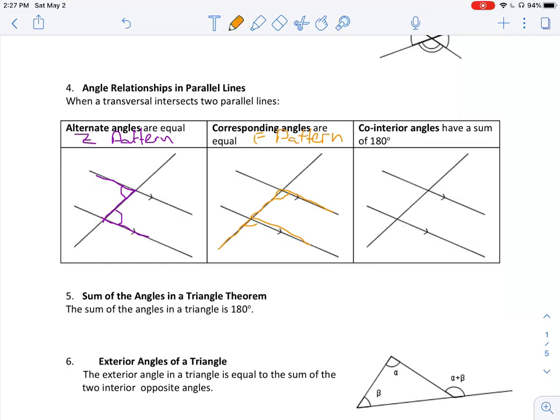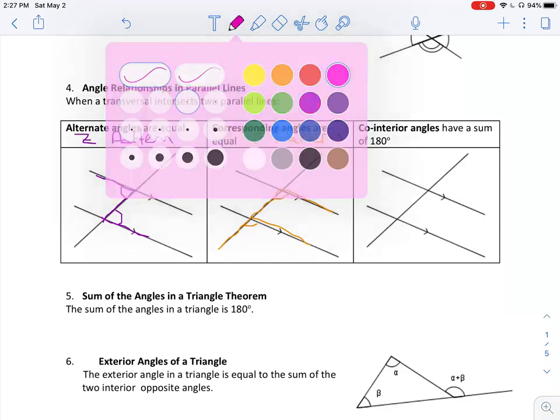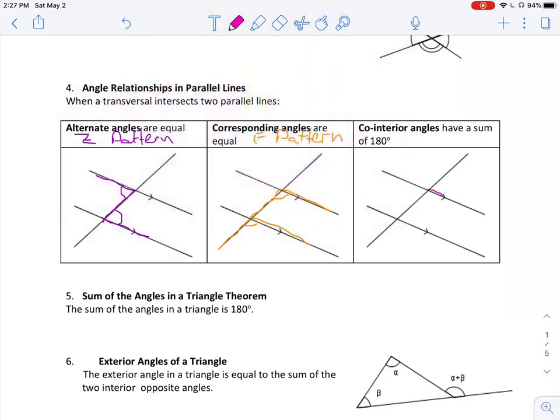The last one we talk about is co-interior angles. Co-interior angles encompass the angles that are found inside the transversing line and the parallel lines. So the line that cuts across these two angles, when you add them together, they have a sum of 180. Or I just like to write this as a C pattern.